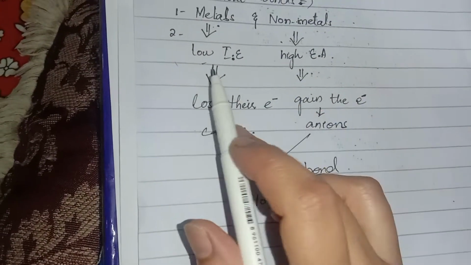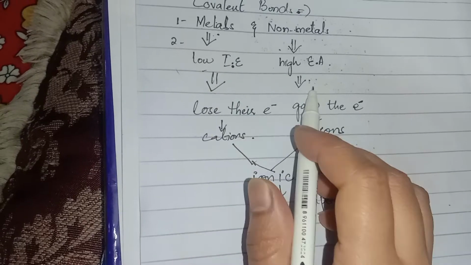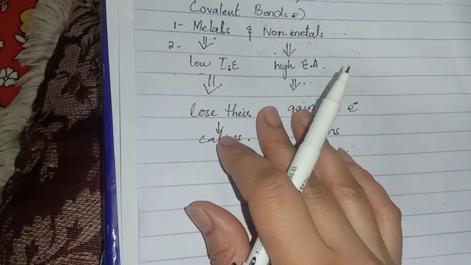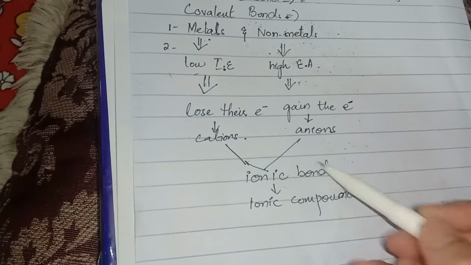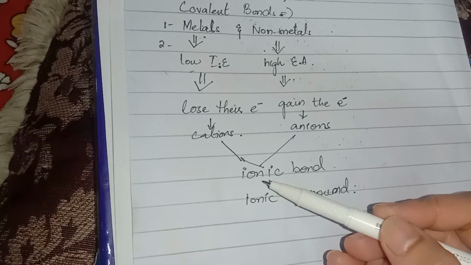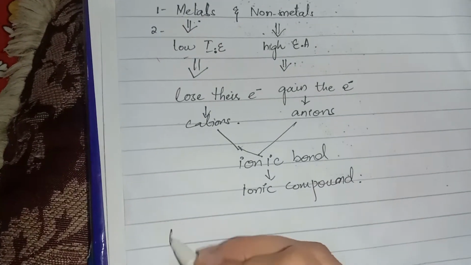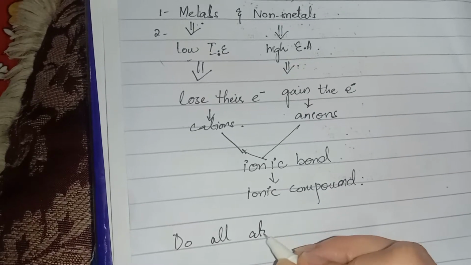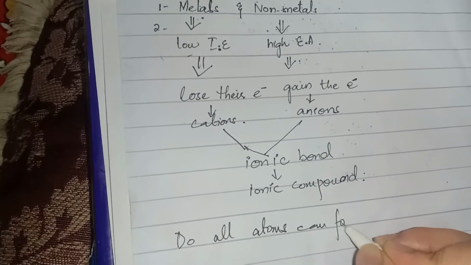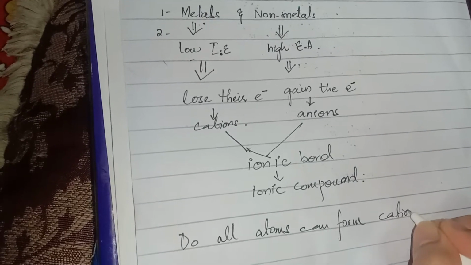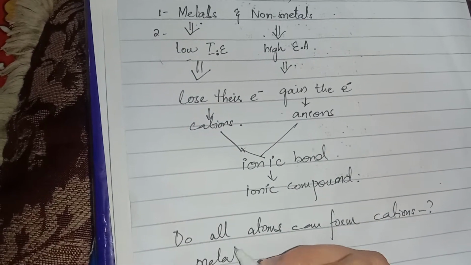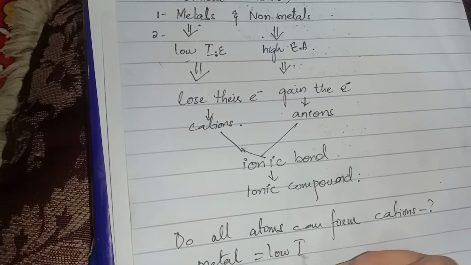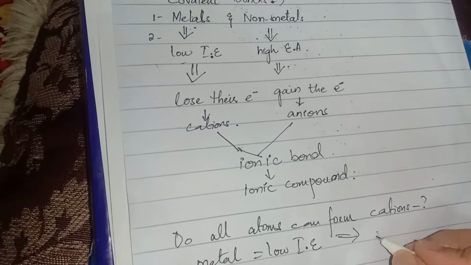So for forming an ionic bond, it was compulsory to have either low ionization energy or high electron affinity. One of the two conditions must be acquired so that an element could bond by an ionic bond. But can all of the atoms form cations? The answer is no. Only the atoms which are known as the metals, which have low ionization energy, can form cations.